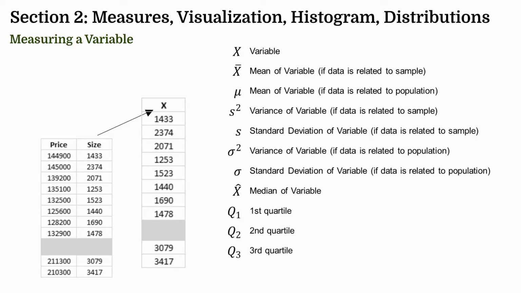X bar and mu are mean of variable. X bar if it is sample, mu if it is population. S square and S are variance and standard deviation of variable if data is related to sample. Sigma square and sigma are variance and standard deviation of variable if data related to population. X hat is the median of a variable. Q1 is the first quartile, Q2 second quartile, and Q3 third quartile.